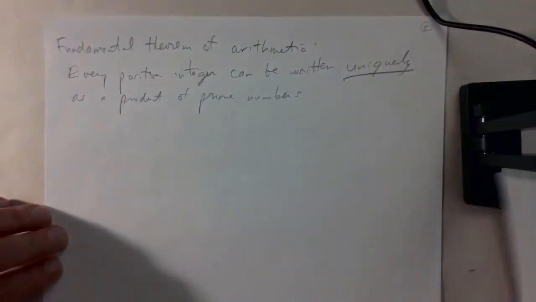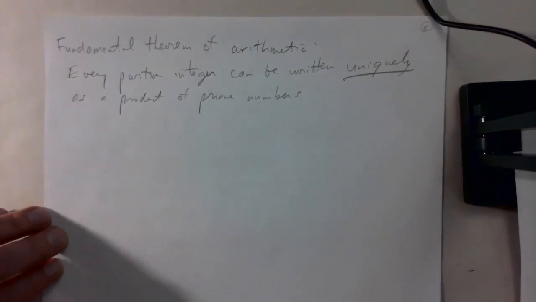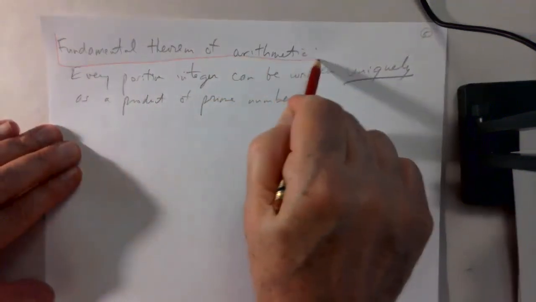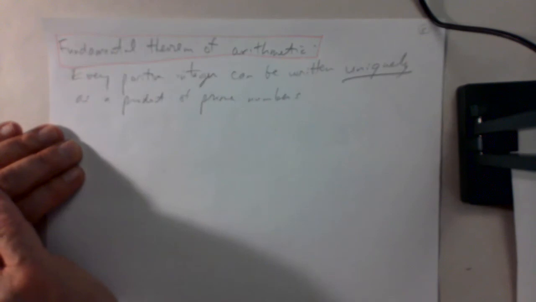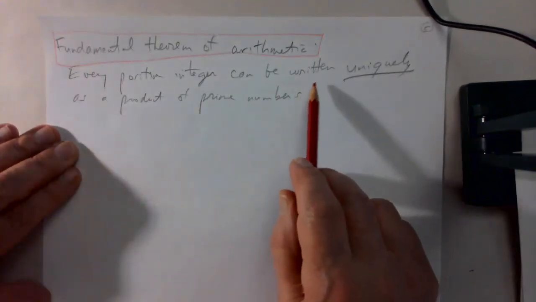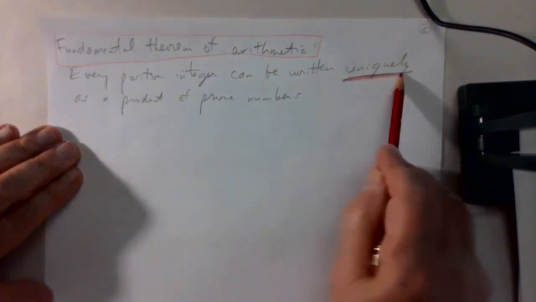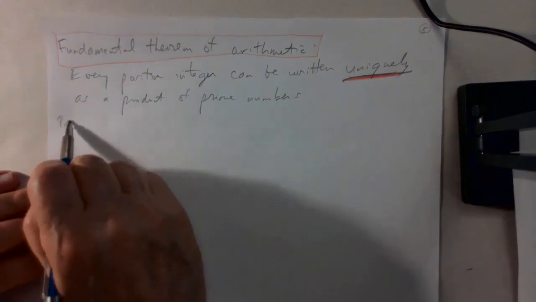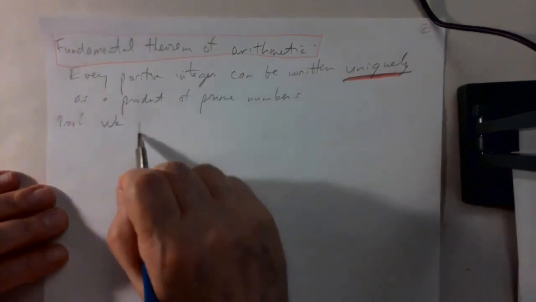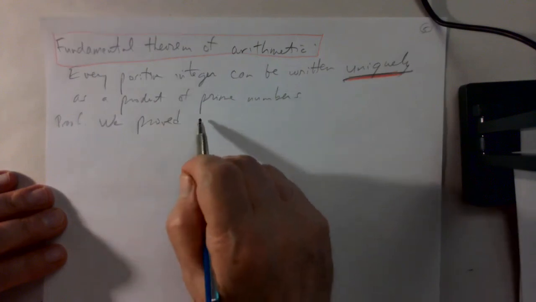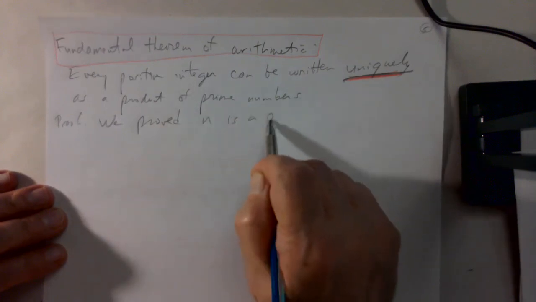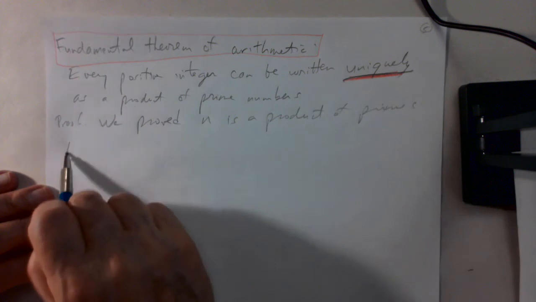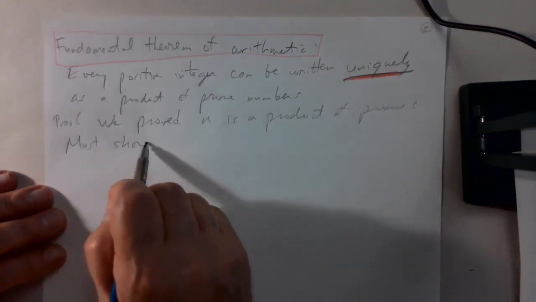And now we have all the tools we need to prove the fundamental theorem of arithmetic. Every positive integer can be written as a product of prime numbers in a unique way. So the first part of this I've already done. We proved that every integer n is a product of primes. What we have to show is uniqueness.